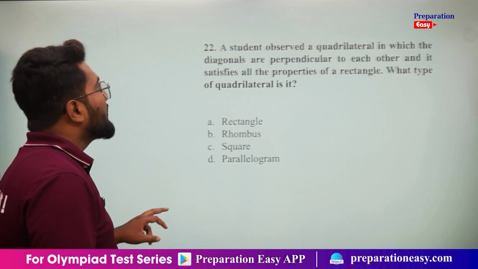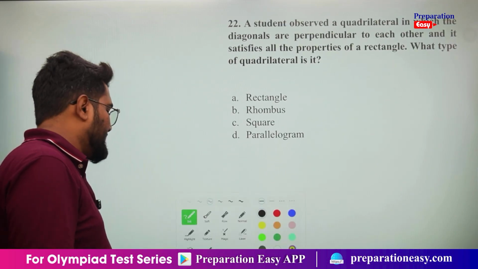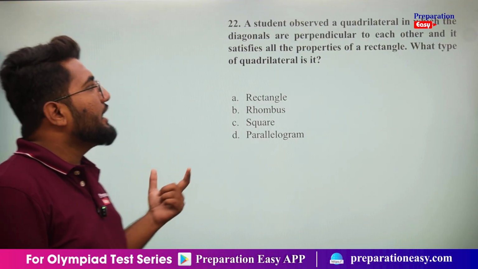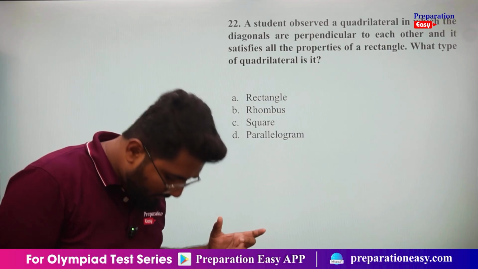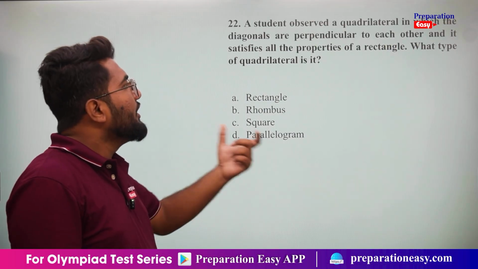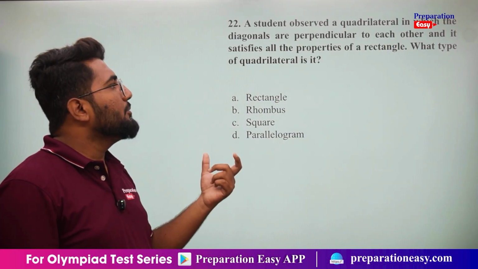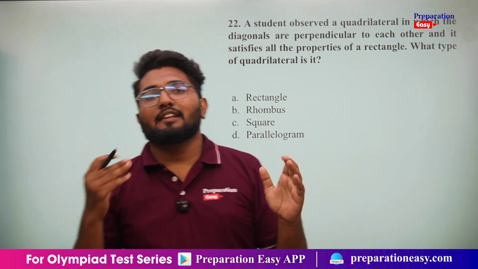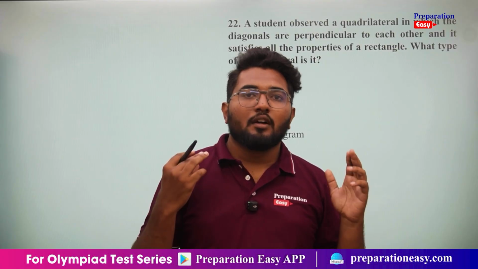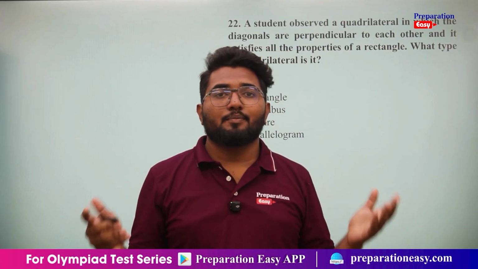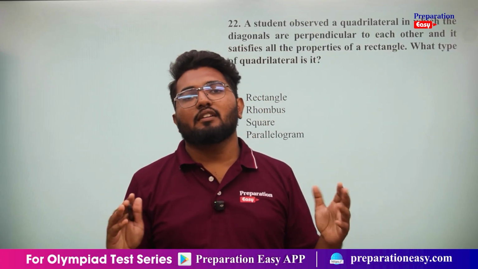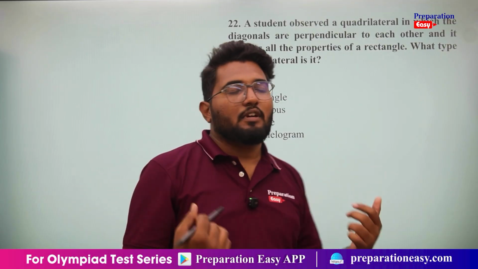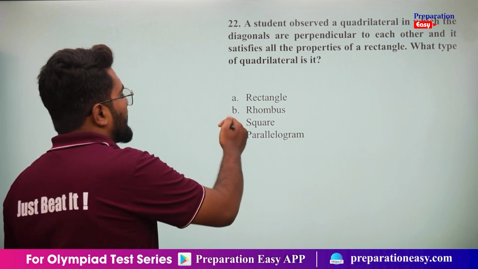That is question number 22. Simple question. A student observed a quadrilateral in which the diagonals are perpendicular to each other, and it satisfies all the properties of rectangle. Again, its diagonals are perpendicular, so it will become square.